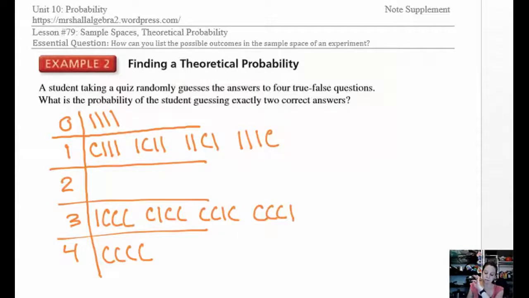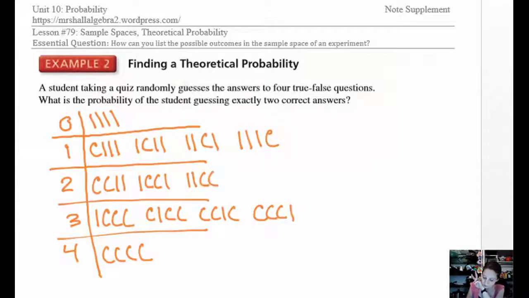Okay, now 2 correct. I have to list all the possible combinations with 2 C's and 2 I's and tell you how I think about it. I'm going to stick with the 2 C's are going to be together first, and they're going to move through the 4 possible spaces. So locked together, they could be the first pair, they could be the middle pair, or they could be the last pair.